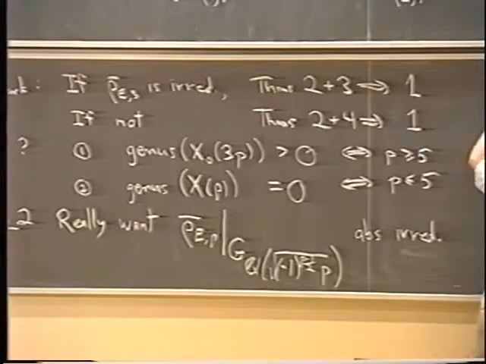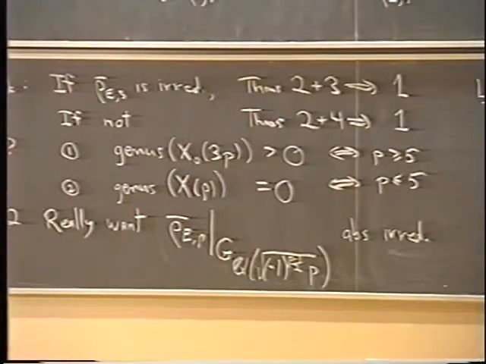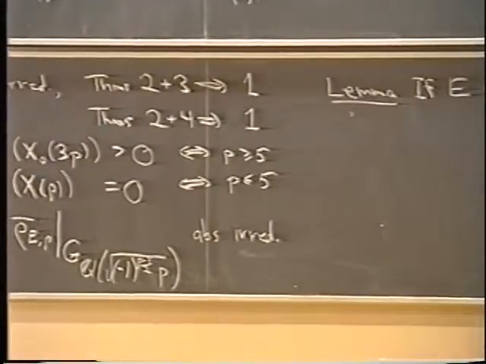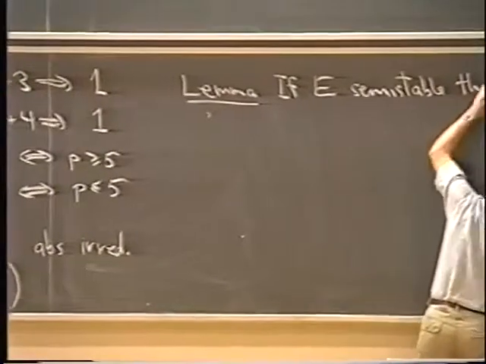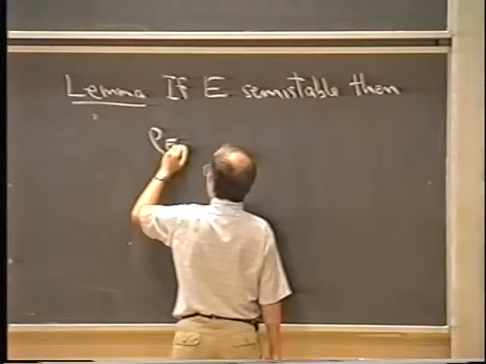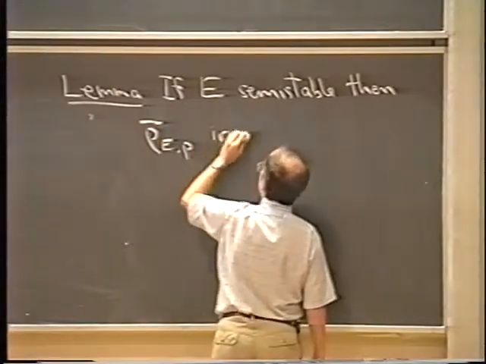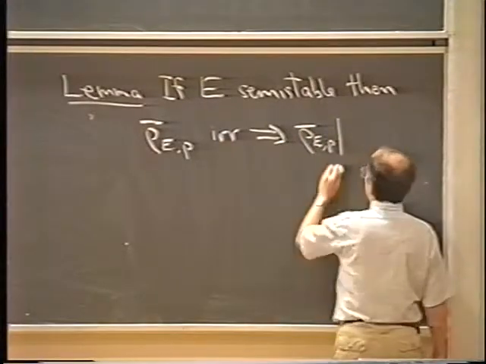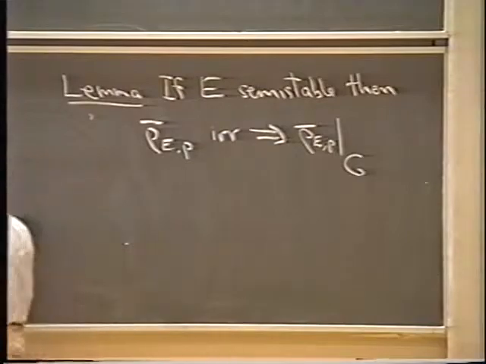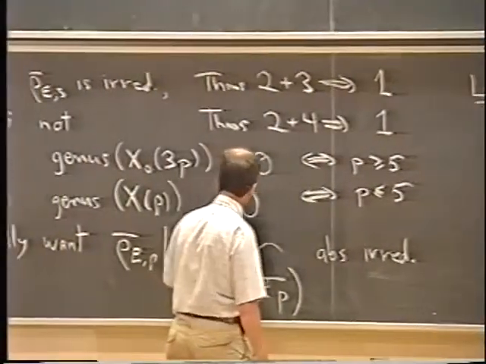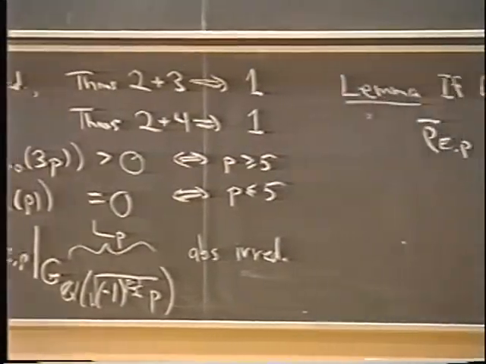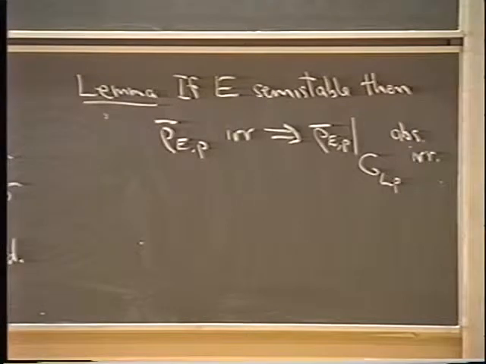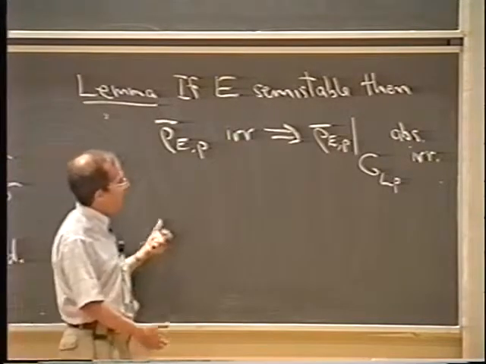Okay, but there's a lemma that one can prove, and this is one instance of where semi-stability makes life easier, and that's that if E is semi-stable, then rho_{E,p} bar irreducible implies this stronger condition, that rho_{E,p} bar restricted to, I think this is the field that Fred Diamond just called L, maybe I'll call it L_p, is absolutely irreducible. I won't prove this. It really just comes from the group theory and what you know about these extensions.